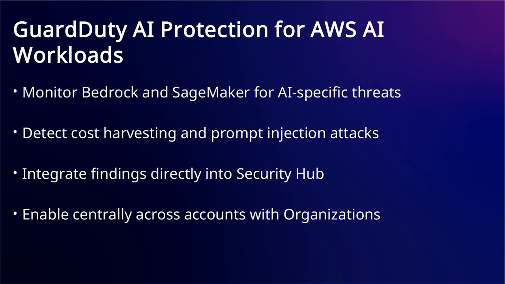The service detects cost harvesting attacks where threat actors consume excessive GPU time and tokens, as well as prompt injection attempts through integration with Bedrock guardrails. All threat findings integrate directly into Security Hub, giving you a single view of AI assets and threats for prioritized response. You can enable the feature centrally across all accounts in your organization using AWS Organizations, simplifying deployment at scale.